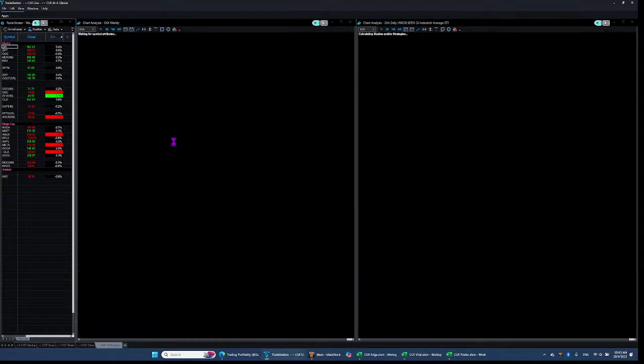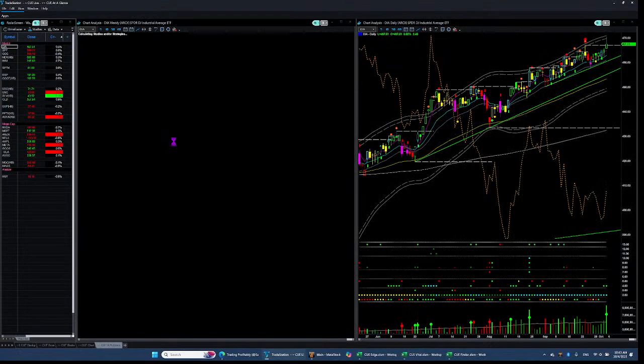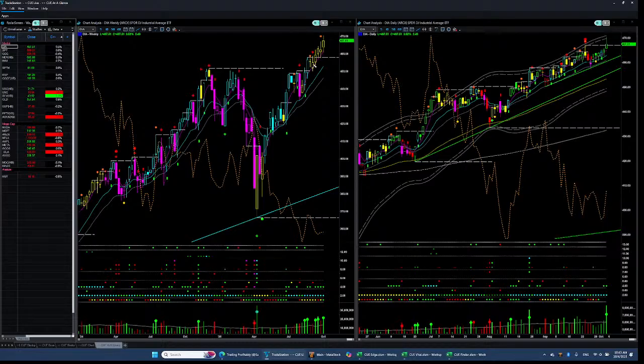DIA also made a new all-time high this week. Here the trendline supports are there, too close to each other, will not be able to short DIA anytime soon.